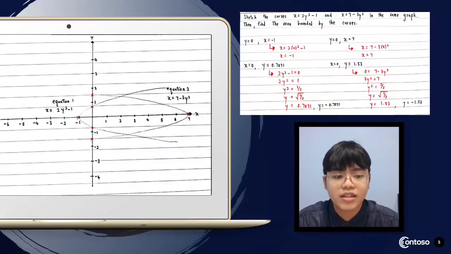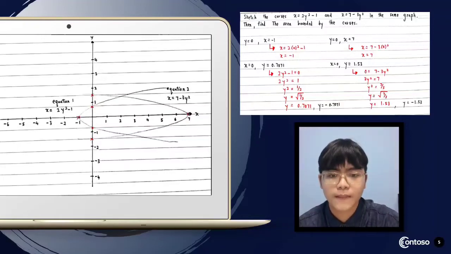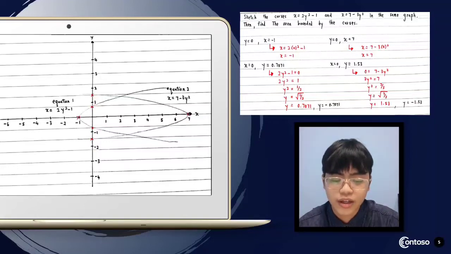Same for x equals 7 minus 3y squared: when y equals 0, x equals 7. When x equals 0, y equals 1.53 by using the calculator equation. After that, we need to label the graph following the answers of x and y, for x equals 2y squared minus 1 and x equals 7 minus 3y squared. First draw x and y, then label it, following the numbers that you calculated.